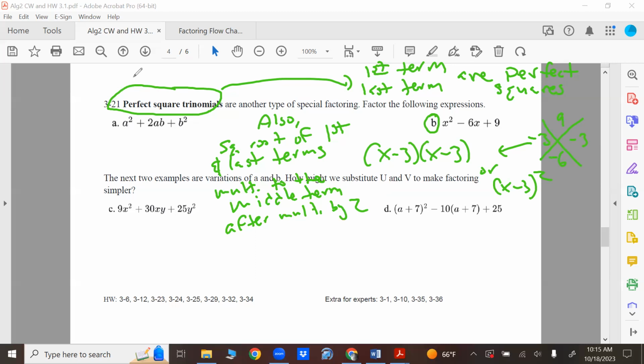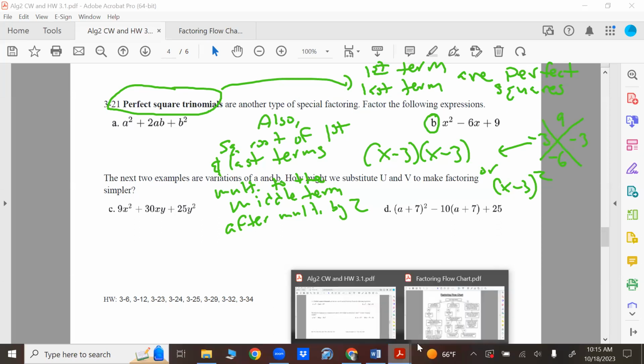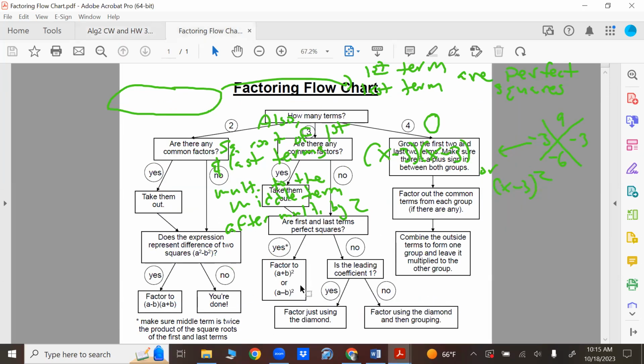So actually, I think I wrote my flow chart better. I didn't really articulate that very well. My apologies. Here we go, I think I articulate much better down here.